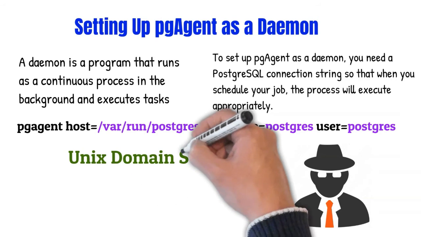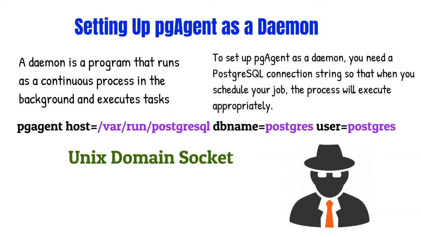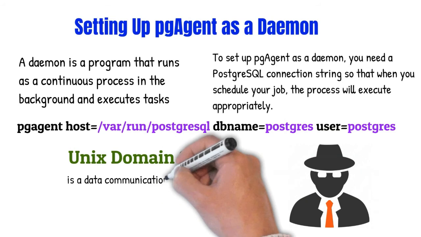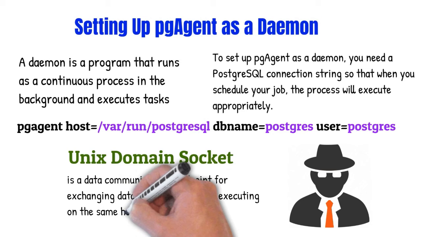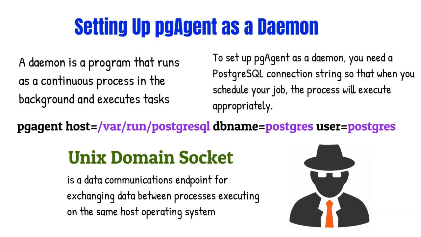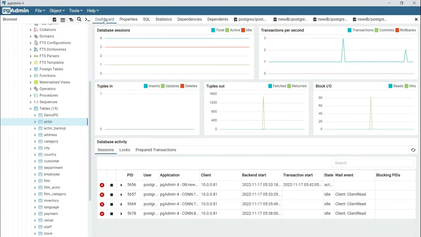For the setup, we're going to be using a Unix domain socket. It is a data communications endpoint for exchanging data between processes executed on the same host operating system. Now for Unix, you don't need to specify the password of the username. This string will be appended to the pgAgent command to initiate the daemon. So execute the following command in your terminal. If there is no error output on your screen or you don't receive any connection error, then the connection string was successful.